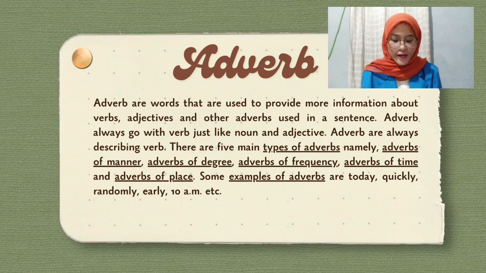Next, adverb. Adverbs are words that are used to provide more information about verbs, adjectives, and other adverbs used in a sentence. Adverbs always go with verbs, just like nouns and adjectives. Adverbs are always describing verbs. There are 5 main types of adverbs, namely adverbs of manner, adverbs of degree, adverbs of frequency, adverbs of time, and adverbs of place. Some examples of adverbs are today, quickly, randomly, early, 10 a.m., etc.